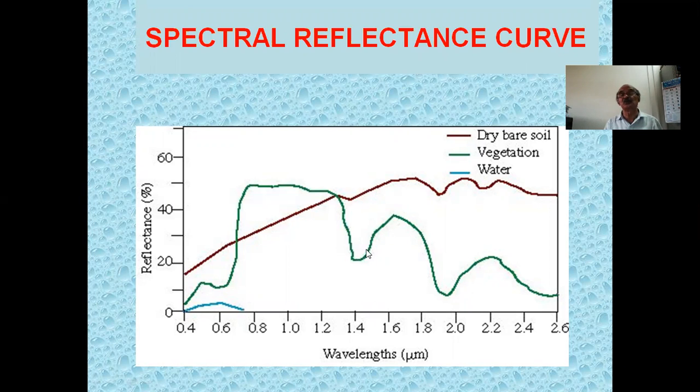Then here you have two dips at 1.4 and 1.9 micrometer range. That is mainly because of the water molecules. Water molecules present in the leaves, they absorb the electromagnetic radiation. That is why you are getting a dip.